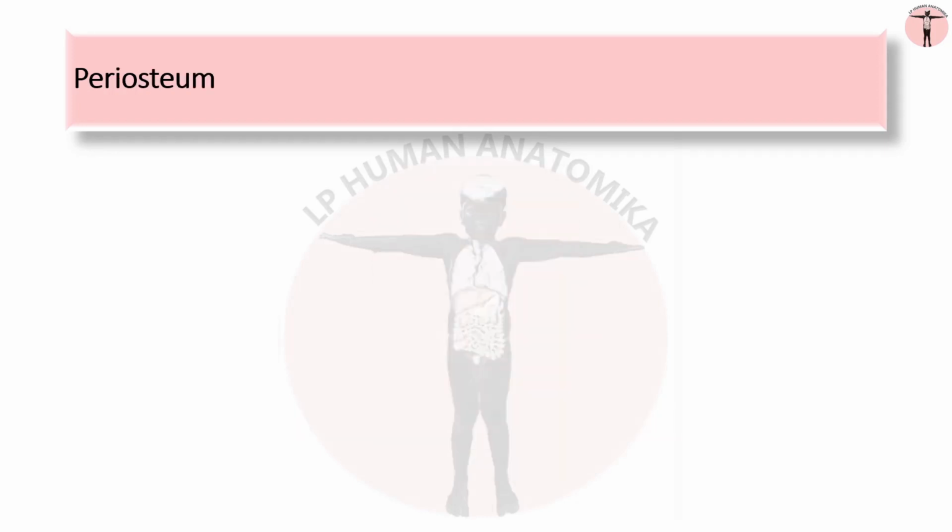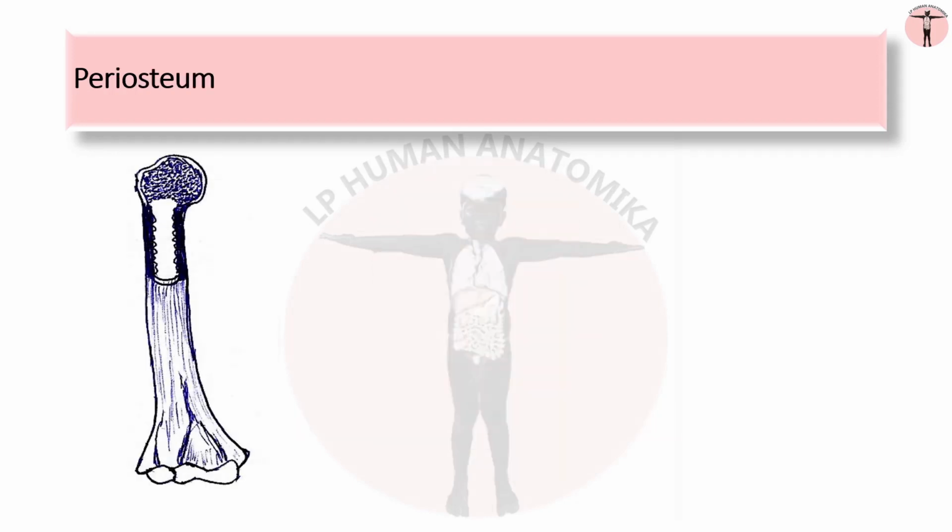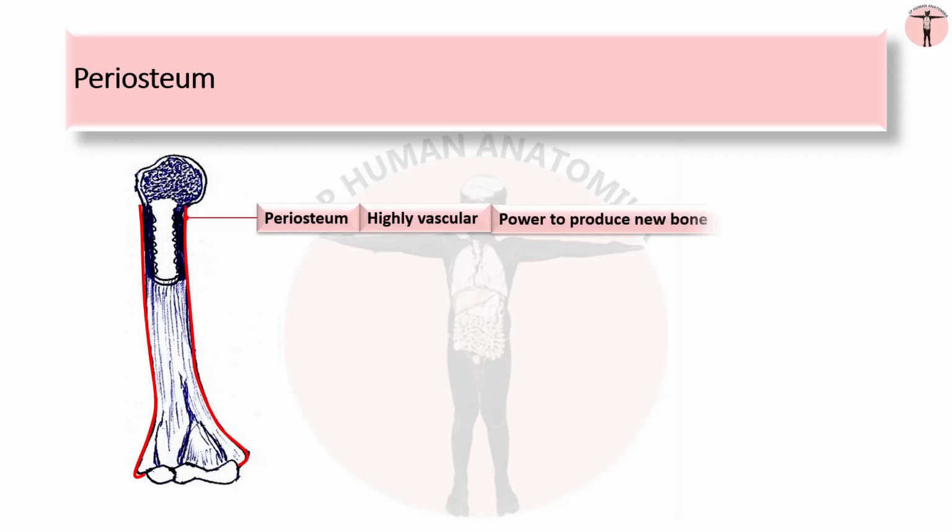As discussed earlier, the whole bone is covered outside by periosteum. It is highly vascular. Nutrition of the underlying bone depends on the integrity of its blood vessels. Even after the development of bone has stopped, it has the power to produce new bone when it is needed, for example, in the repair of fractures.